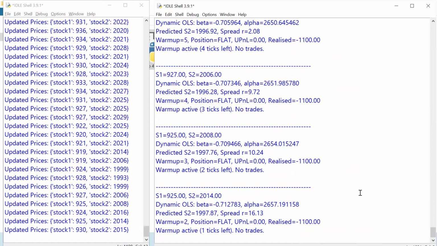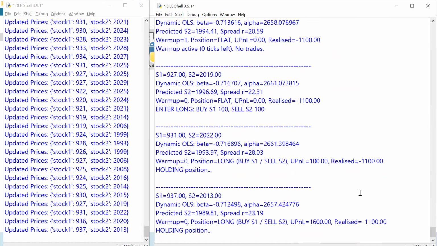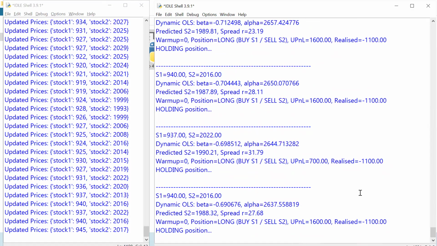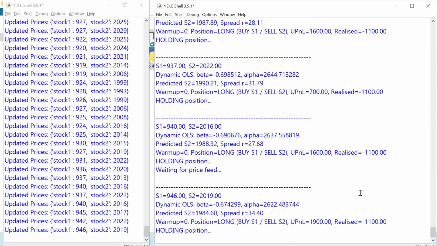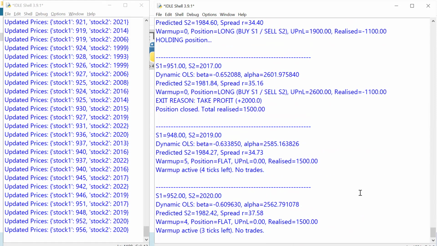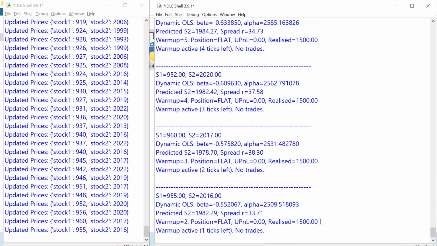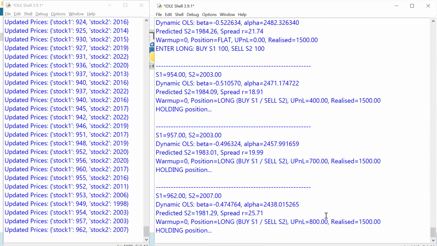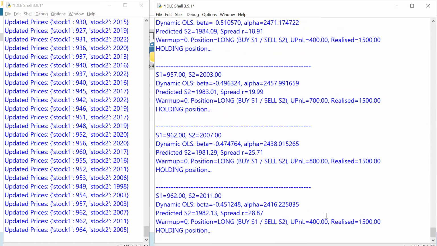We are in a tick size. Buy S1. Okay, we got a very good profit. Okay, we are in realized profit. See how fast it is happening.